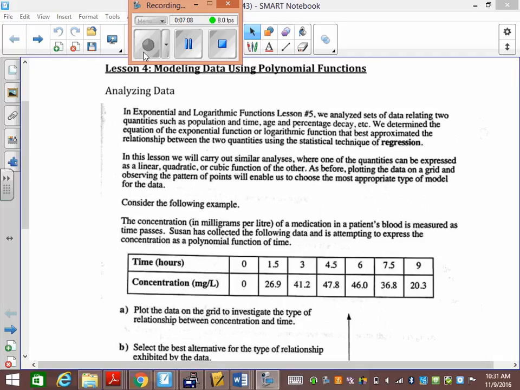So at 1.5 hours, she has 26.9 milligrams per liter. Then at 3, 41.2 milligrams per liter, 4.5, 6. What's happening here? I go up to 47.8 and down to 46. Do you know how many people tell me it maxes out at 47.8? Is that a guarantee? Because on this table, it's the highest, so it must be the maximum. Does this table represent every time amount possible? No. So you can't just go to your table and pick off the highest value and say that's the maximum, which everyone does on the test. Don't do that. Don't be that person.